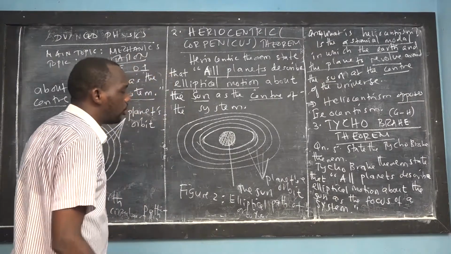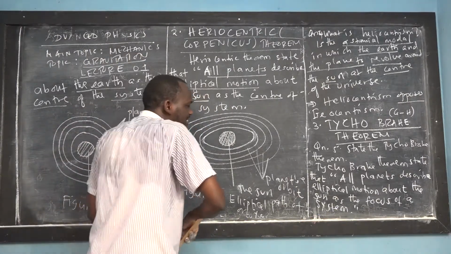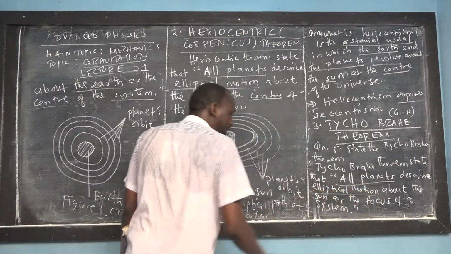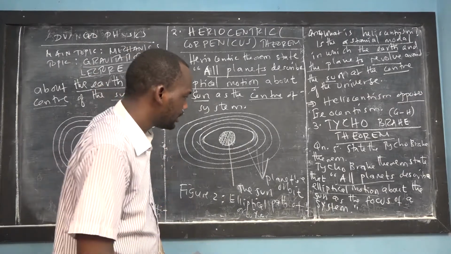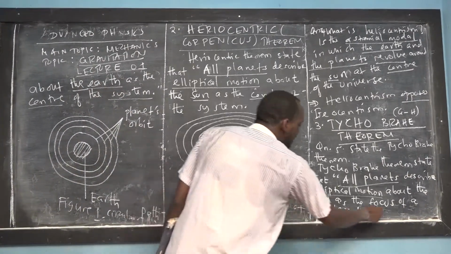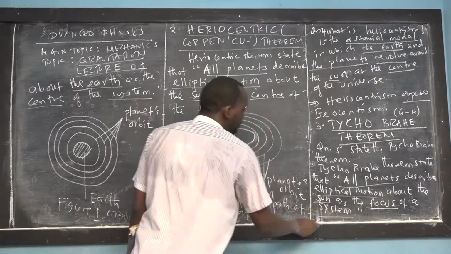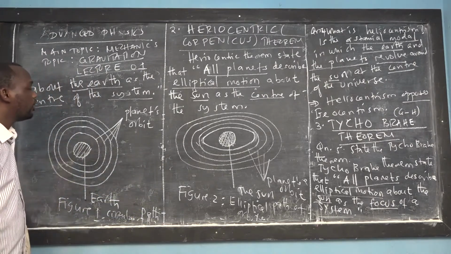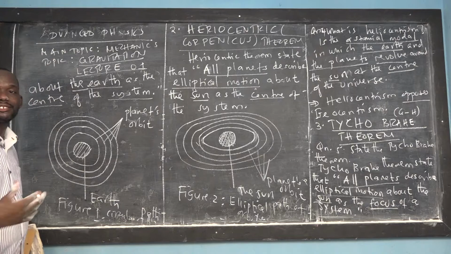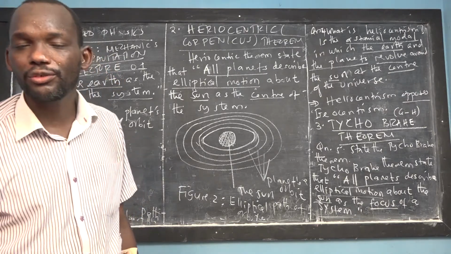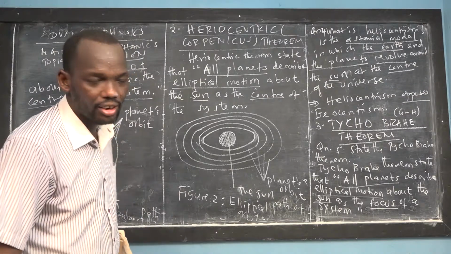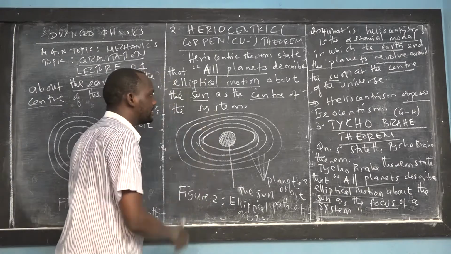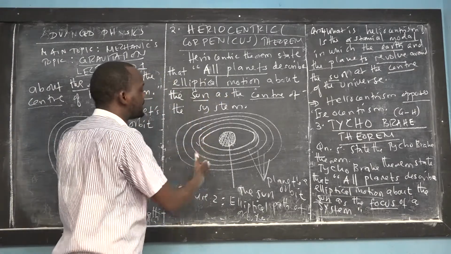The Tycho-Brahe theorem states that all planets, again I want to underline the keywords, all planets describe elliptical motion, not circular motion like geocentrism, about the sun as a focus of the system. So if you compare these three theorems, this guy said that all the planets, the moon, the sun, the stars, revolve around the Earth at the center of the system, but in circular paths. Here we say that all the planets describe elliptical motions about the sun at the center.